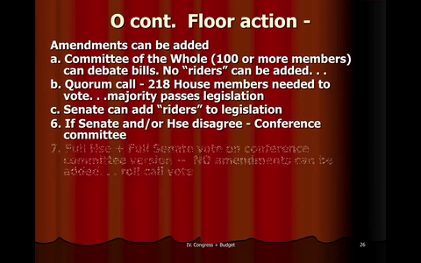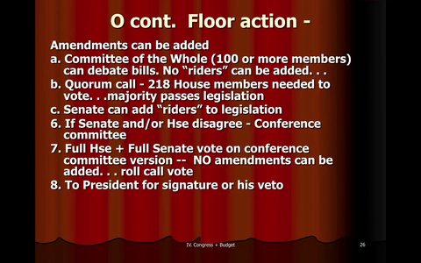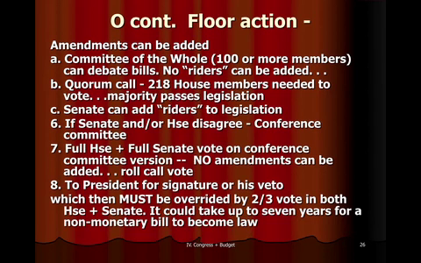All right, as we finish up here and continue to talk a little bit about the Senate, understand that there are also some rules about floor action on both sides. Basically, you have this idea in the House of the Committee of the Whole. The Committee of the Whole is 100 or more members, and they can debate bills. You can't add riders at that time, but you could have a debate with 100 or more, and that's called the Committee of the Whole.